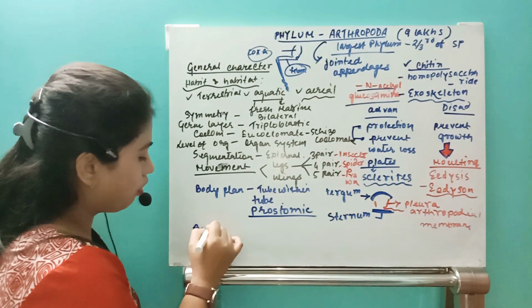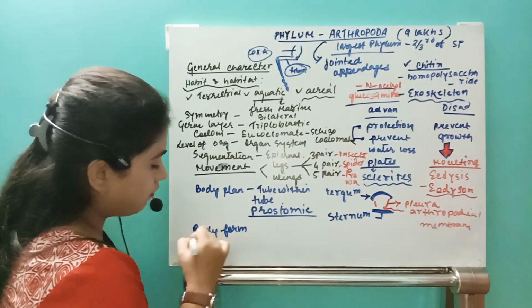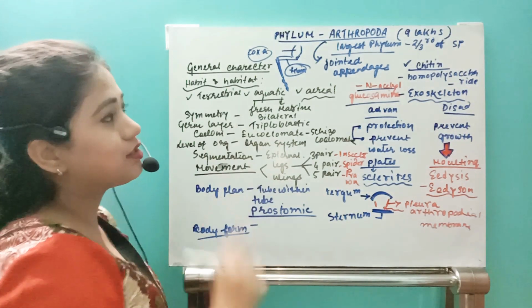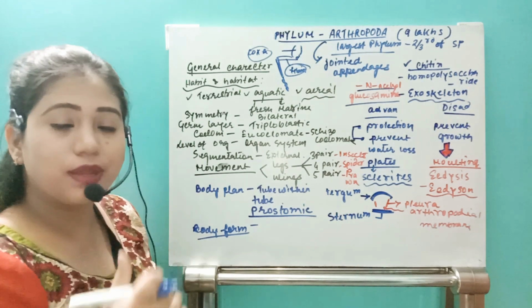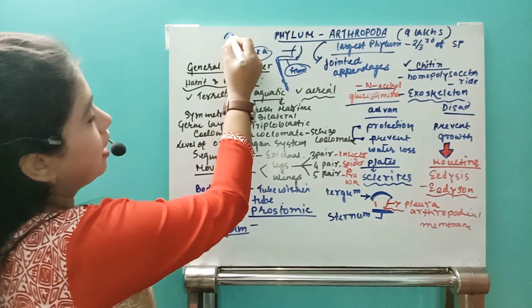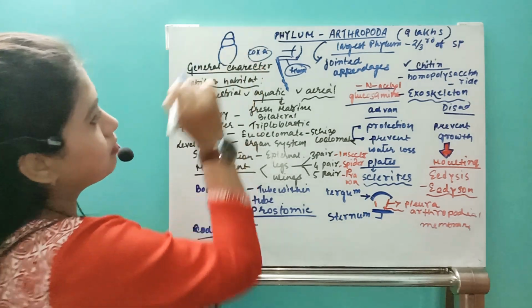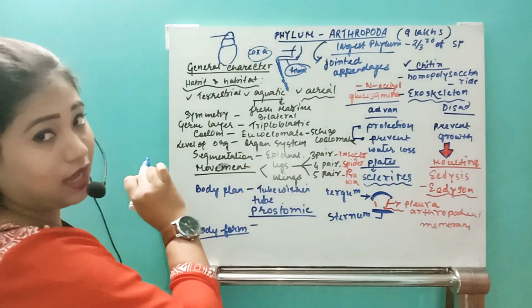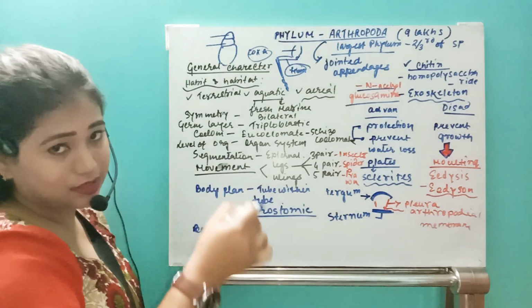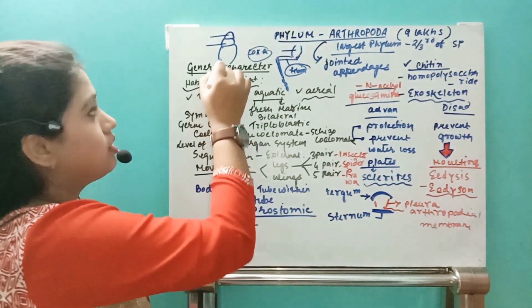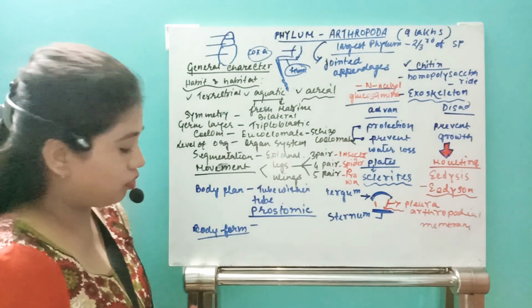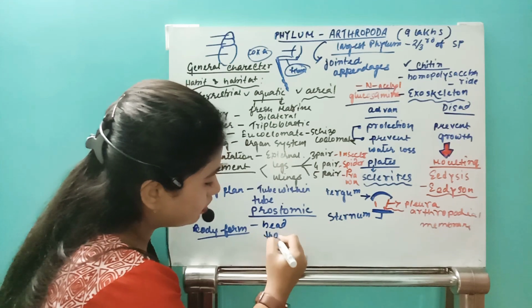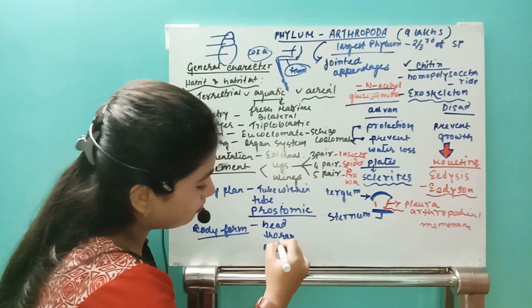Now come to their body form. Remember one important point: the whole group of arthropods is divided into three parts. Arthropods have three distinct segments. Their body is divided into head, the next part, the thorax, and the last one, the abdomen. So in the body form, the body is divided into head, thorax and abdomen.